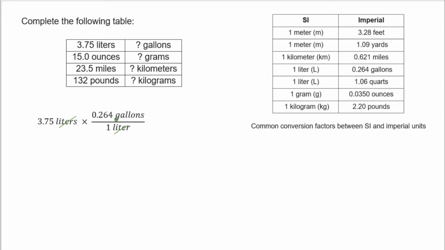The unit that remains is the one I want, gallons. Then I simply do the math in my calculator and I get 0.990 gallons. Let's go on to the second row.